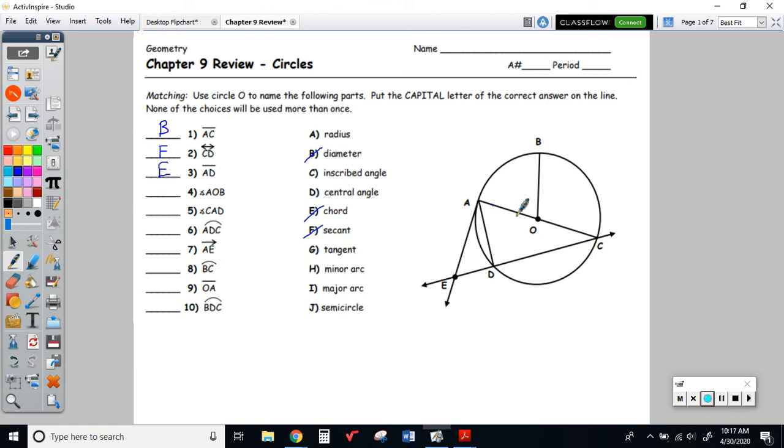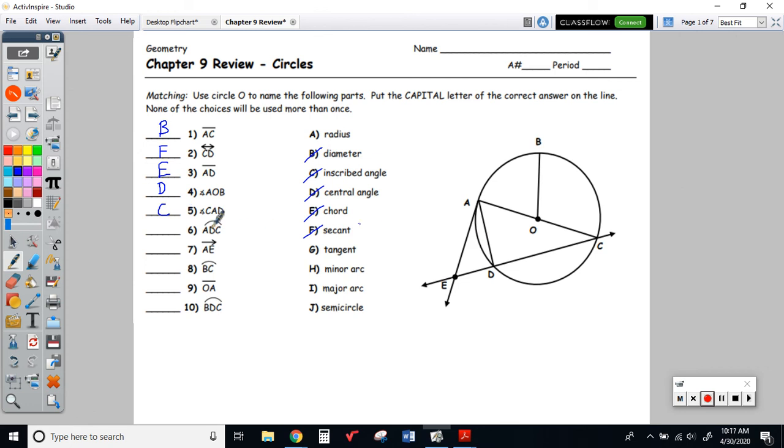Angle AOB right here is an angle that contains the center of the circle. Its vertex is at the center of the circle. We call those central angles. So AOB would be choice D. And then angle CAD, right here, C to A to D, the vertex of that angle lies on the circle. That is called an inscribed angle. So that's choice C right there.